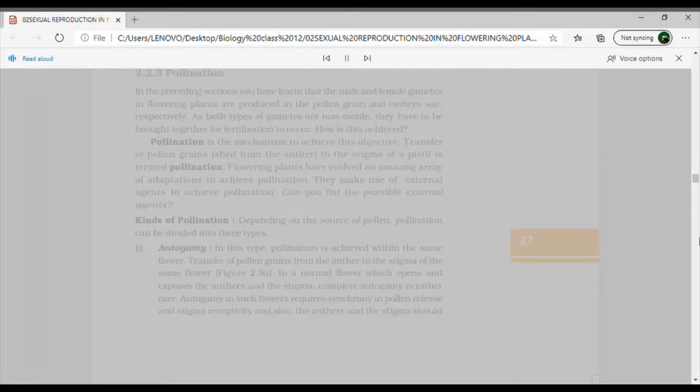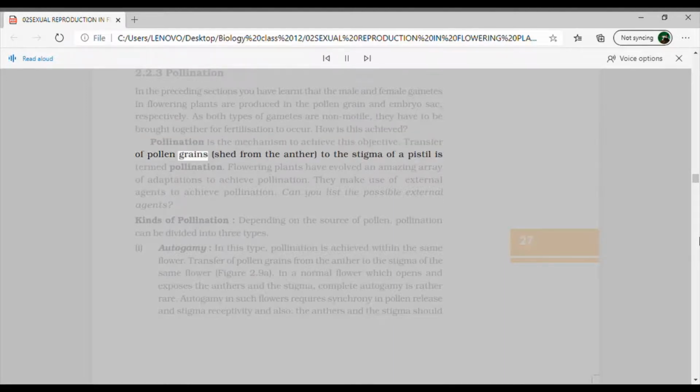2.2.3 Pollination. In the preceding sections you have learnt that the male and female gametes in flowering plants are produced in the pollen grain and embryo sac, respectively. As both types of gametes are non-motile, they have to be brought together for fertilization to occur. How is this achieved? Pollination is the mechanism to achieve this objective.